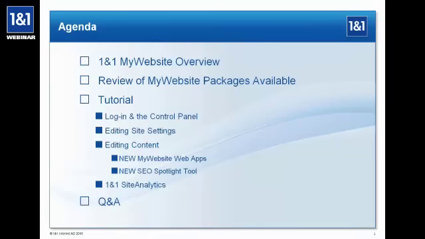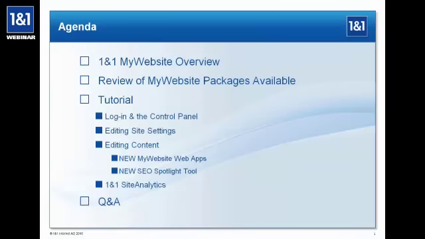For the agenda today, basically we'll start off giving an overview of what My Website is for those of you that don't know, or for those of you that could use a little refresher or more information about it. From there, we'll talk about the different packages that are available. My Website comes in 3 different levels of price points with different features in each level, of course. And then from there, Hillary will go over a tutorial about basically everything that you can do once you have the My Website product.